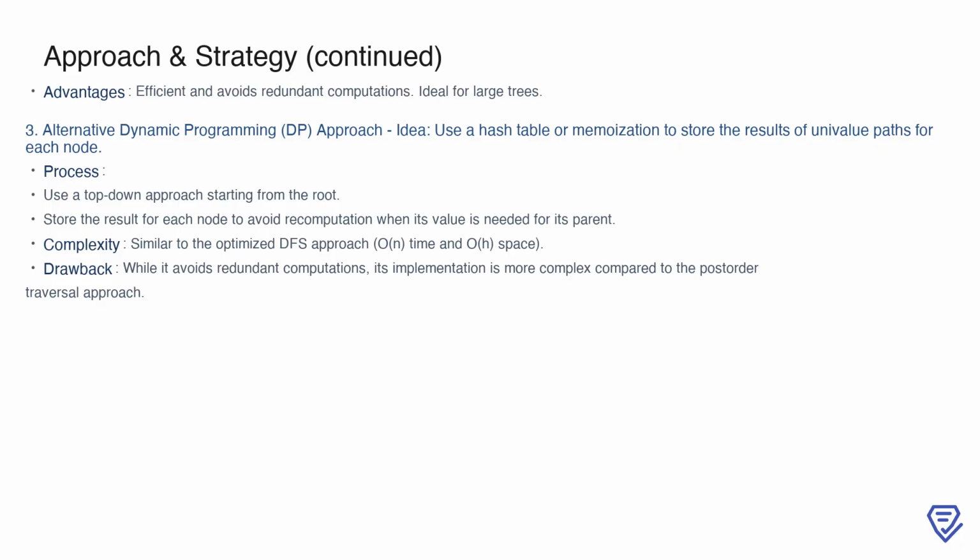Additionally, we could consider an alternative approach using dynamic programming. In this idea, we use memoization or a hash table to store the univalue path results for each node. This would allow us to avoid recomputing the path lengths when the values are needed for the parent nodes. The process involves a top-down traversal starting from the root, storing results for each node. While this approach also achieves a time complexity of O(n) and a space complexity of O(h), its implementation is more complex compared to the post-order traversal approach. Thus, while dynamic programming is a viable alternative, its added complexity makes it less appealing in practice.